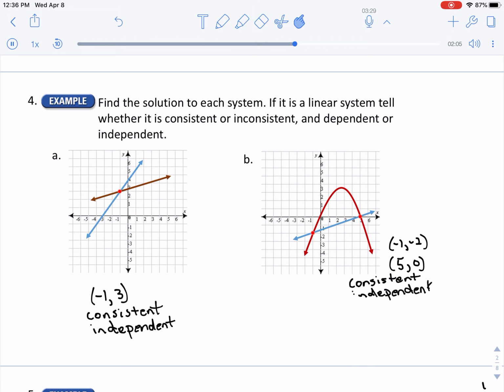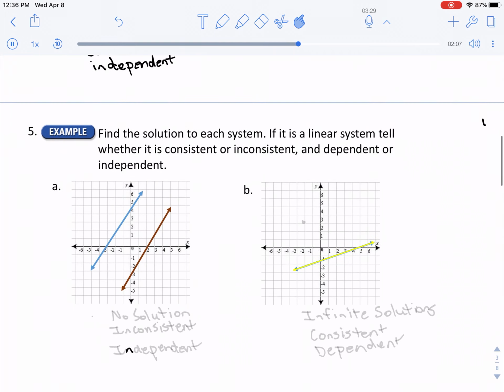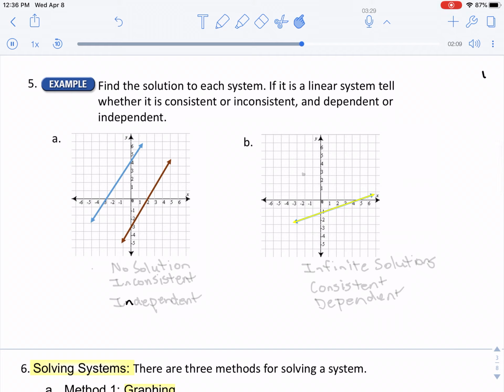All right, let's look at the next page. For A, notice these two lines are parallel. They do not intersect, so there's no solution. And since there's no solution, they are inconsistent with each other. And they are independent of each other.